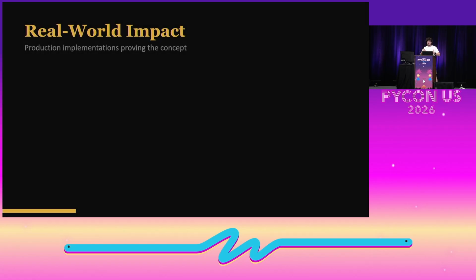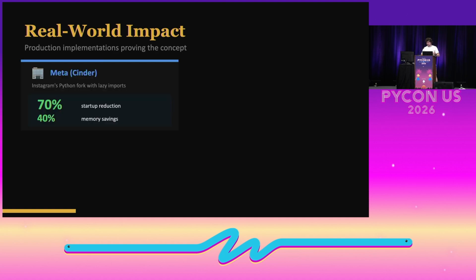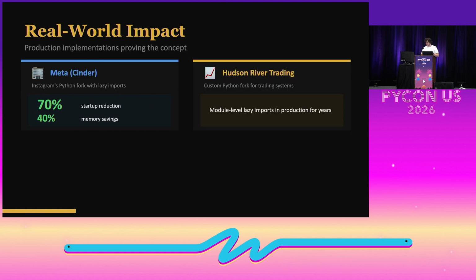So, some real world impact. I talked about HRT and Meta using this already, but it's not theoretical because we're part of the PEP authors. I think there's like 5 or 6 of them, and they're from all over. You can see some from HRT and Meta and these big companies that have been using it, so they know the context of the good decisions to make, and we're bringing that in to use for everyone. So Meta on their Cinder fork saw a 70% startup reduction, 40% memory savings.